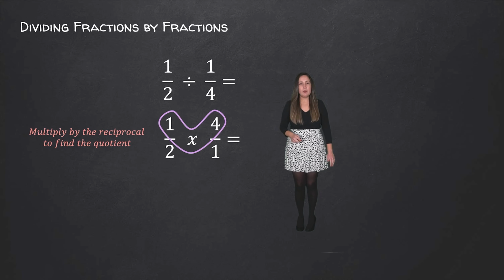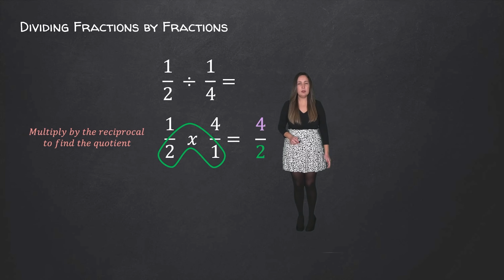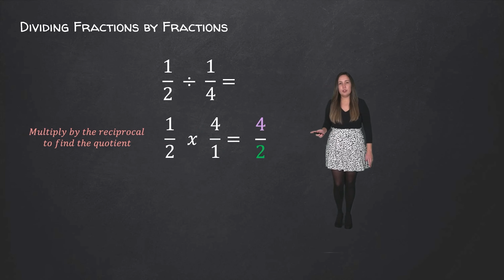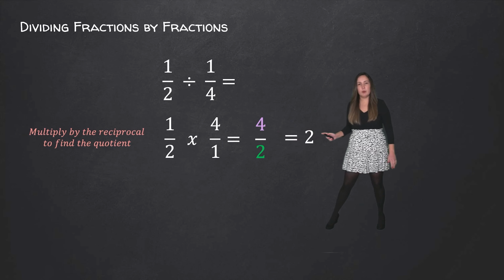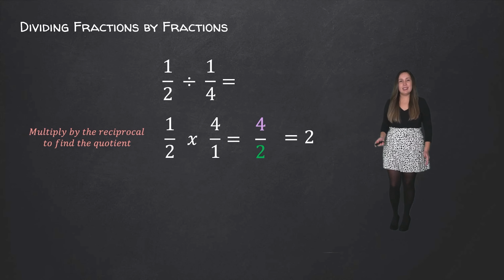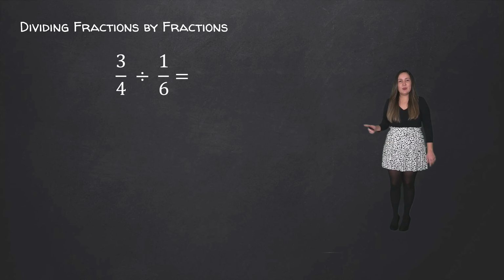We're going to multiply the numerator by the numerator. 1 times 4 is equal to 4. And then the denominator by the denominator. So 2 times 1 is equal to 2. 4 over 2 can be rewritten as 2 because 4 divided by 2 is equal to 2. And we got the same answer. So let's do another example.